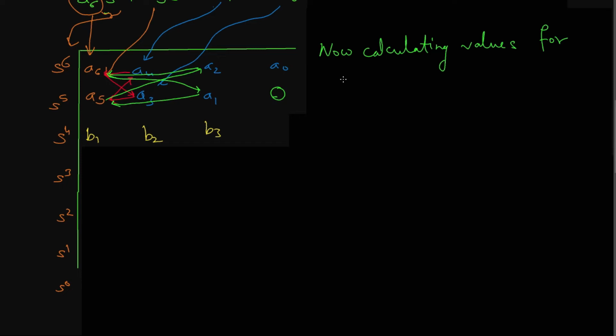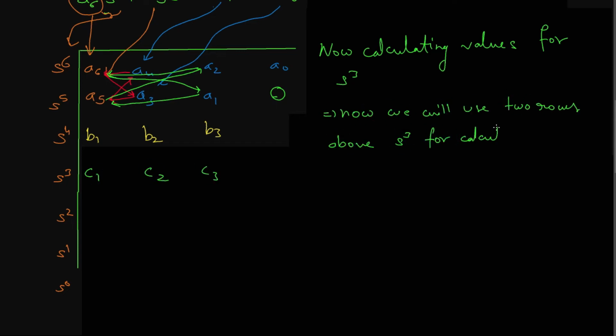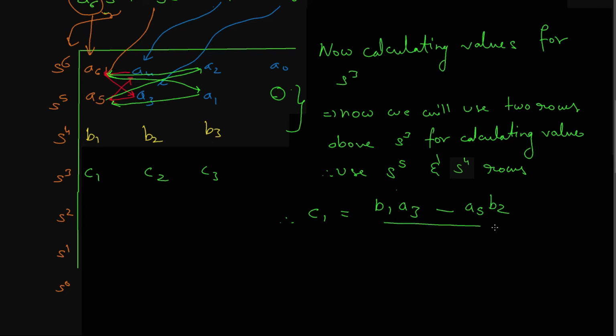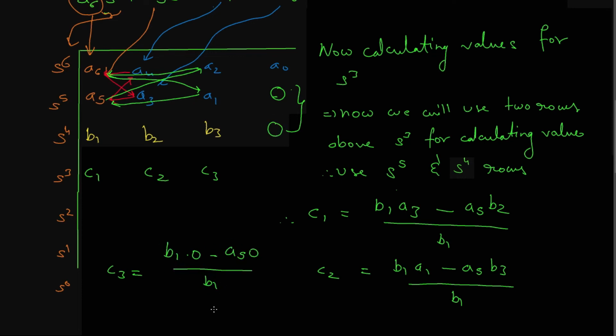Now we will calculate the values of the fourth row in similar fashion. Now suppose the values of the fourth row are C1, C2, C3. Now the values of C1, C2 and C3 will be calculated using the two rows just above S cube, that is, the rows with S raised to power 4 and S raised to power 5. We will follow similar operations to what we did for B1 and we will get the results as you can see. We will do the same procedure for all the rows.